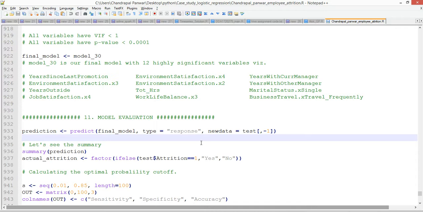So using logistic regression, we could build a model which will tell us how we can stop all these things, and we can ultimately reduce our attrition rate.